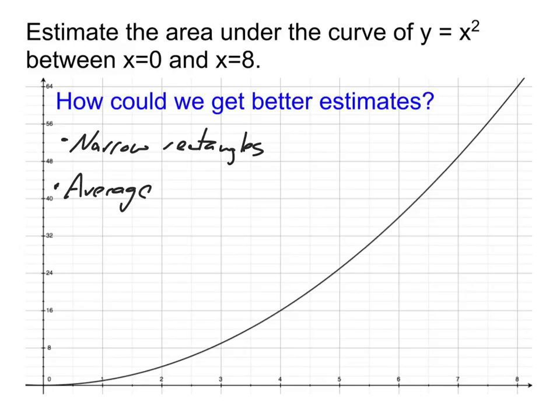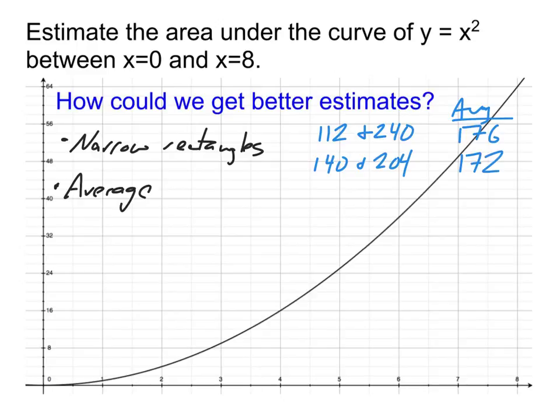For our first set, we found out that it was between 112 and 240. What's the average of 112 and 240? Calculate it. So that average gives us, yes, 176. Okay, what about the other one? 140 and 204. Great, thank you. That gives us 172 for our average. Okay, so it wasn't the same average.